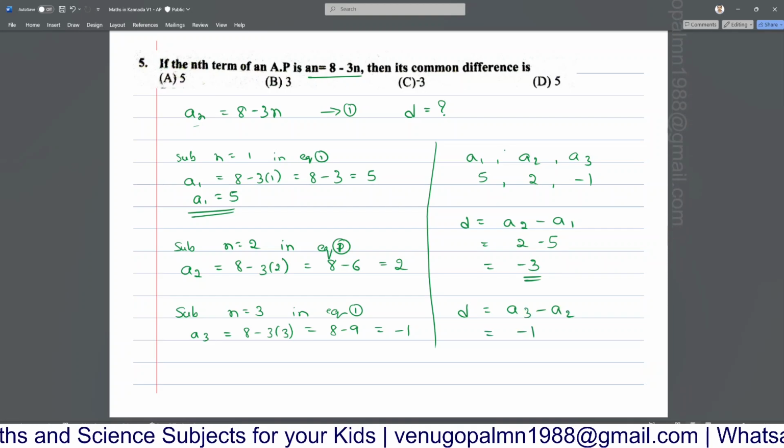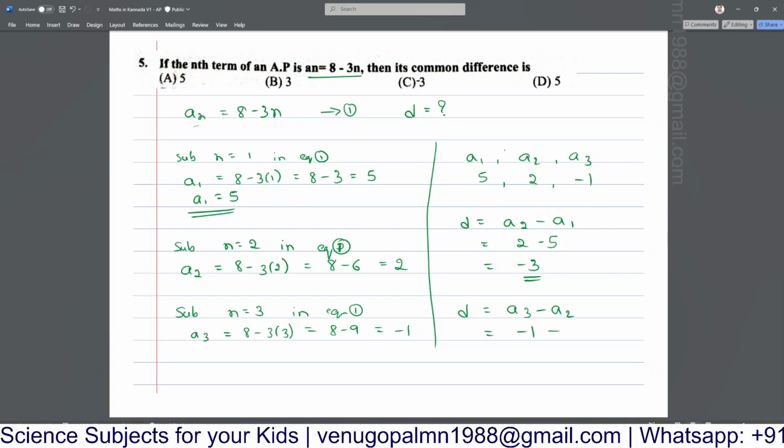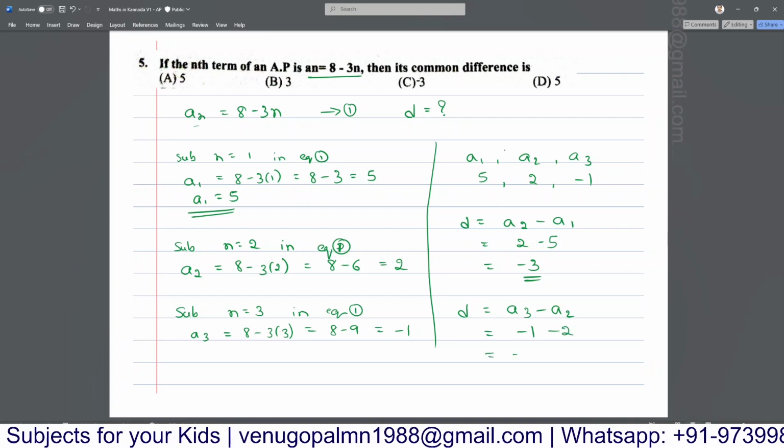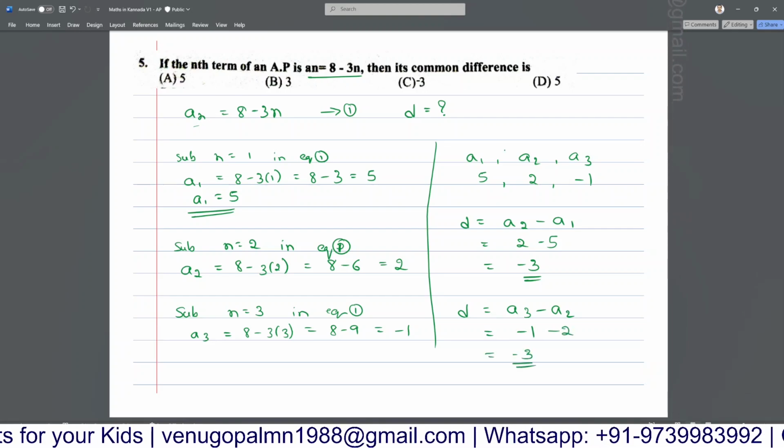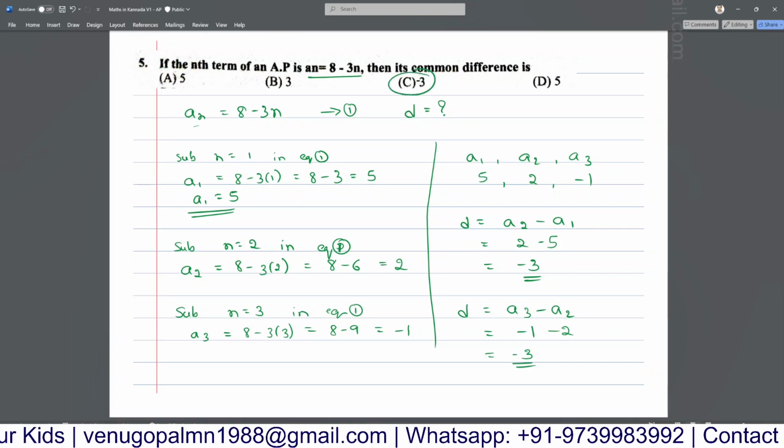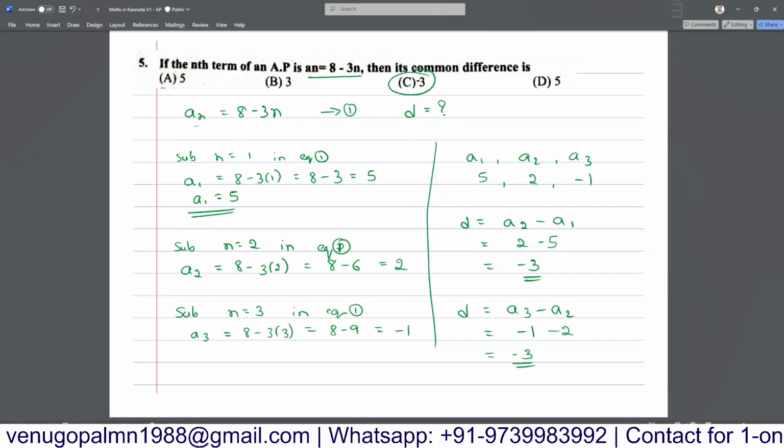What is A3? Minus 1. And what is A2? 2. So then minus 3. The common difference is minus 3. The right answer is option C. Got it, guys?